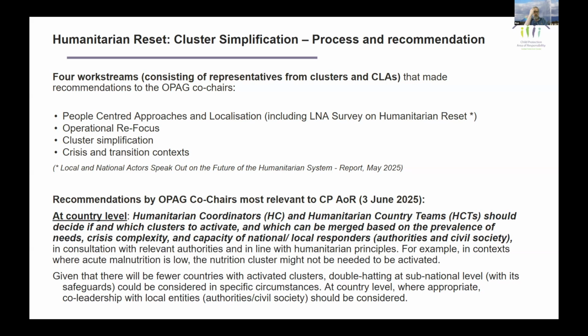So they did a survey where local and national actors were asked about their opinions on the humanitarian reset. So they spoke out in that, and that report was just recently, I think since yesterday, published under the title "Local and National Actors Speak Out on the Future of the Humanitarian System." And we'll share the link with you in the chat.